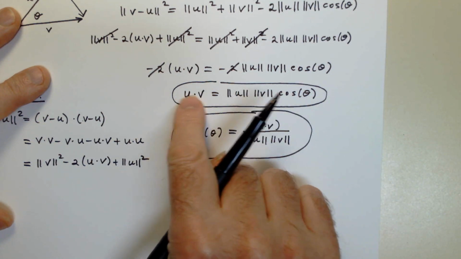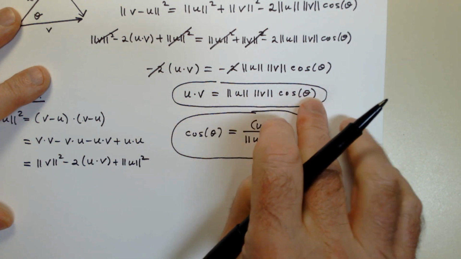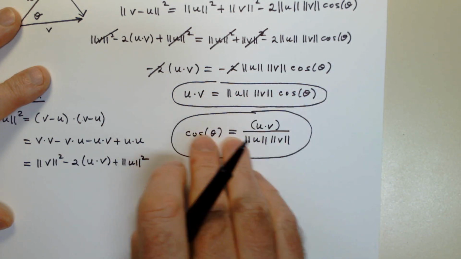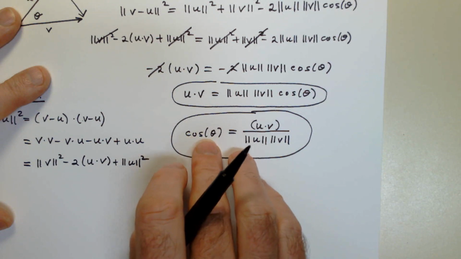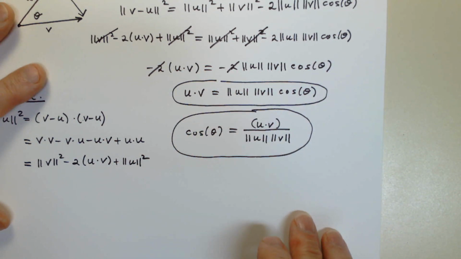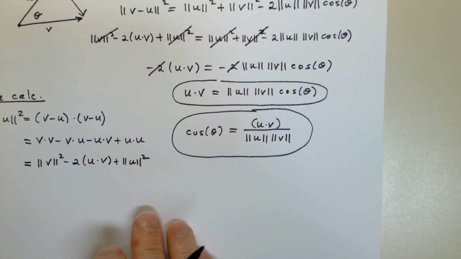This one gives us a geometric interpretation of the dot product, and this allows us to think about how we could calculate the angle between the vectors in terms of dot products and lengths of vectors. Okay, so let's head back to the course notes and continue on.